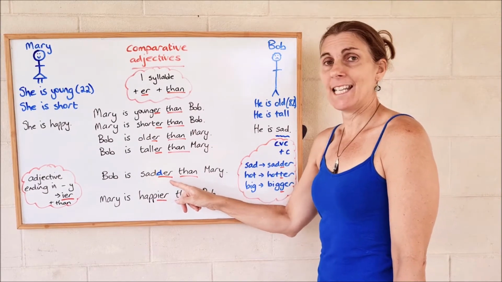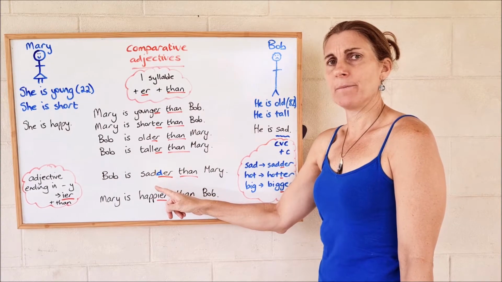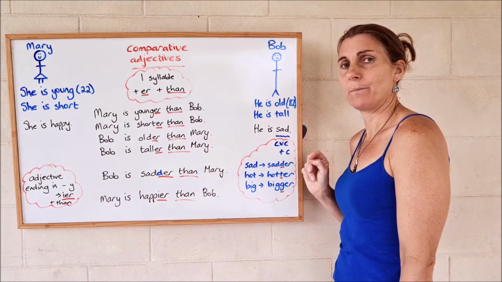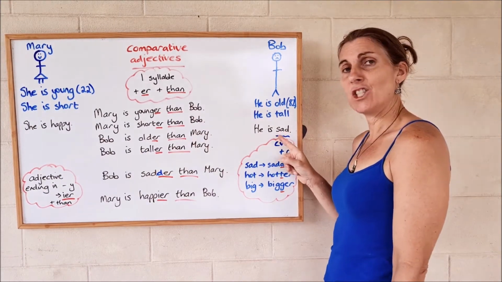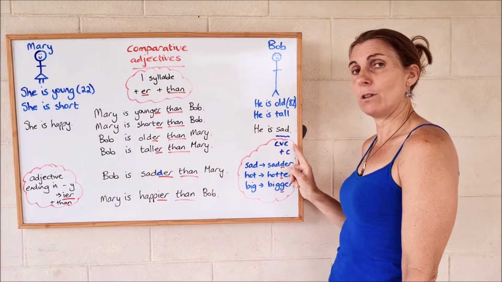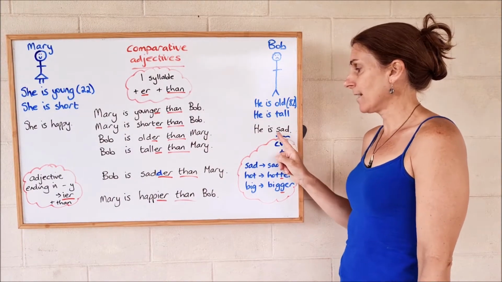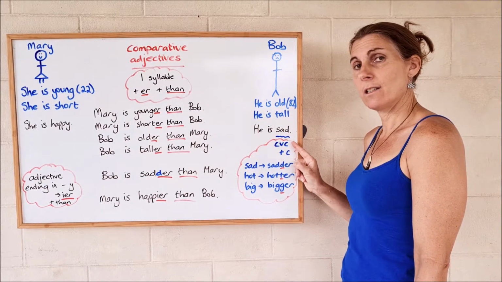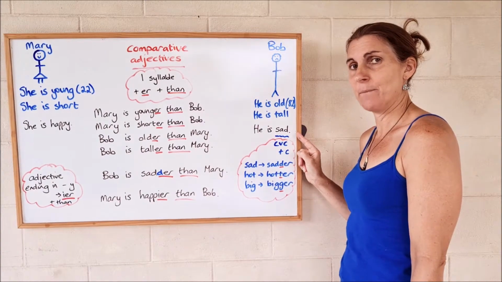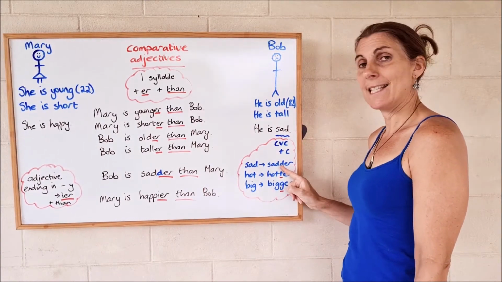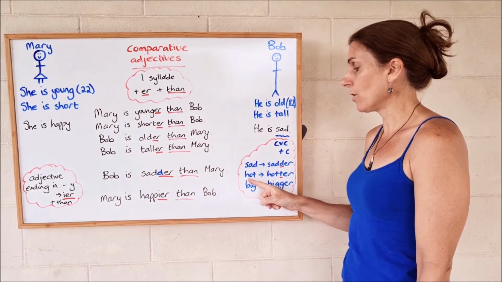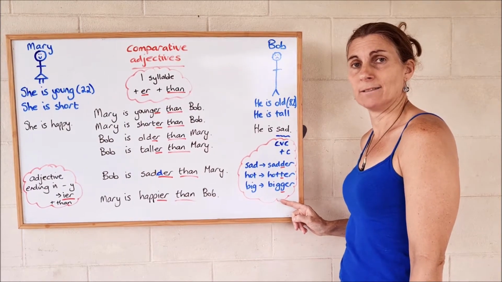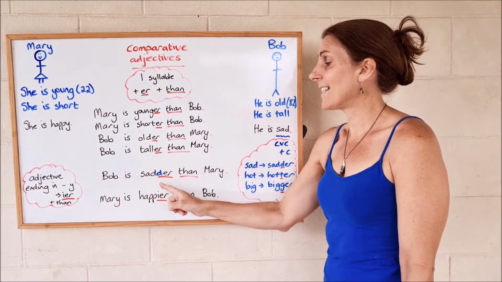You see, we added the er, but also an extra d. This is because in some cases, we double the last consonant. When? When the adjective ends in a consonant, vowel, consonant. So like sad, S consonant, A vowel, D consonant. So we double the end consonant D. So sad becomes sadder. Two more examples. Hot becomes hotter. And big becomes bigger. So poor Bob is sadder than Mary.